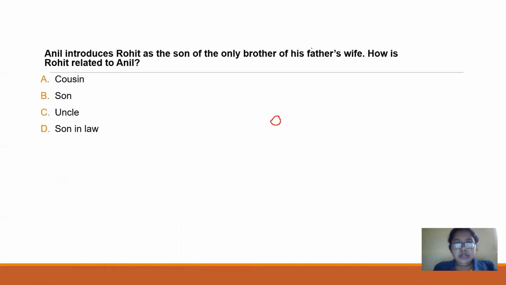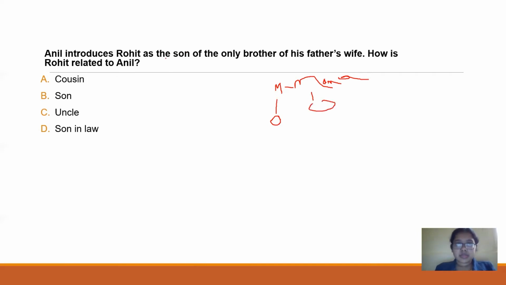Backtrack the question, as I say. Rohit as the son of the only brother of his father's wife. Father's wife, who is she? Obviously my mother. Brother of father's wife, brother of my mother. Who is he? He can be our maternal uncle, right? Mama. Son of the only brother means son of our mama.